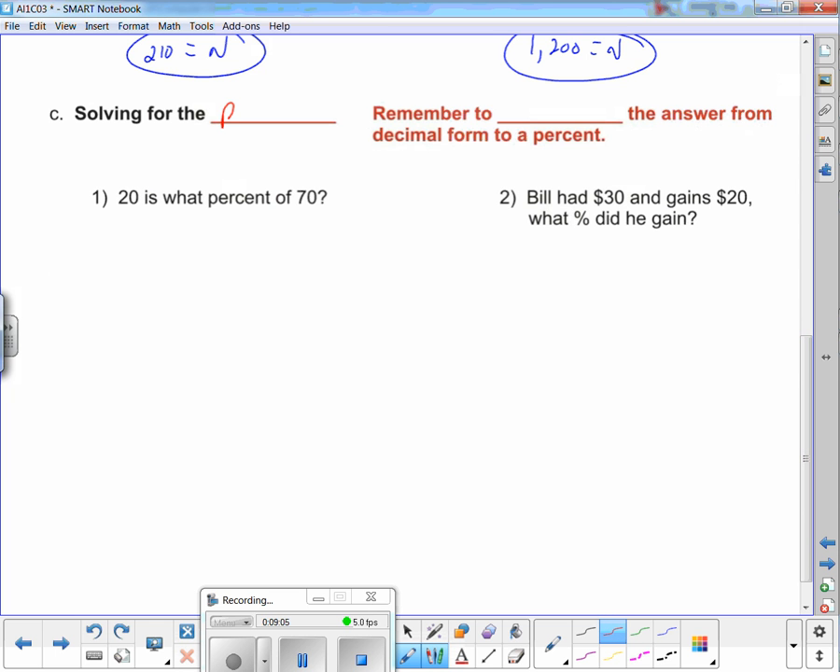Solving for the percents. And on these, because a formula yields the percent in decimal form, remember to change the answer from decimal form to a percent. Gee, I wonder what formula I'll use. How about the number equals the percent times the of number?